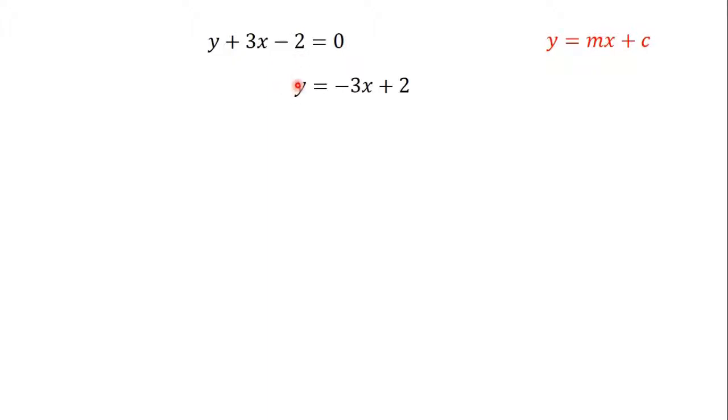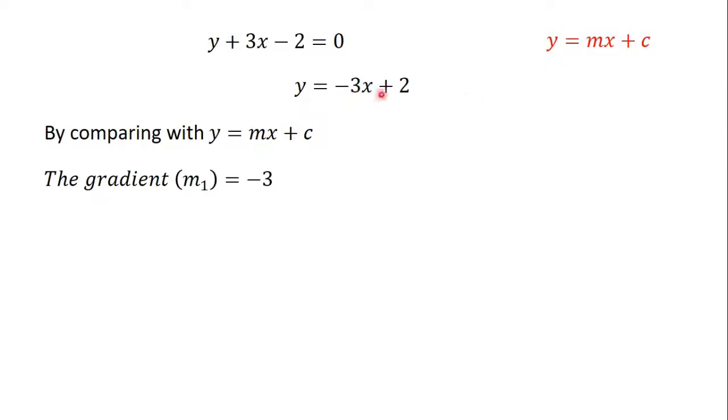When you do that, we are going to have y = -3x + 2. So we have expressed this equation in the form of the general equation of a straight line. We are going to compare it with the general equation of a straight line to find m, which will give us the gradient. So by comparing y = -3x + 2 to y = mx + c, we can see that m, which is the gradient, is equal to -3. So this means that the gradient of the line y + 3x - 2 = 0 is -3.